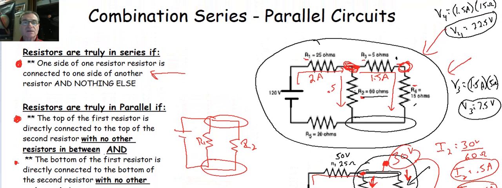So this is combination series parallel circuits. I will have other solved sample problems on combination circuits because there's quite a few different kinds you can have.